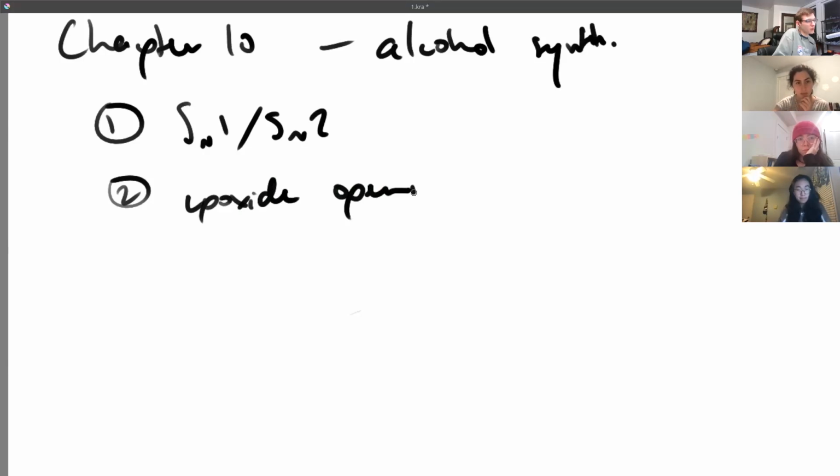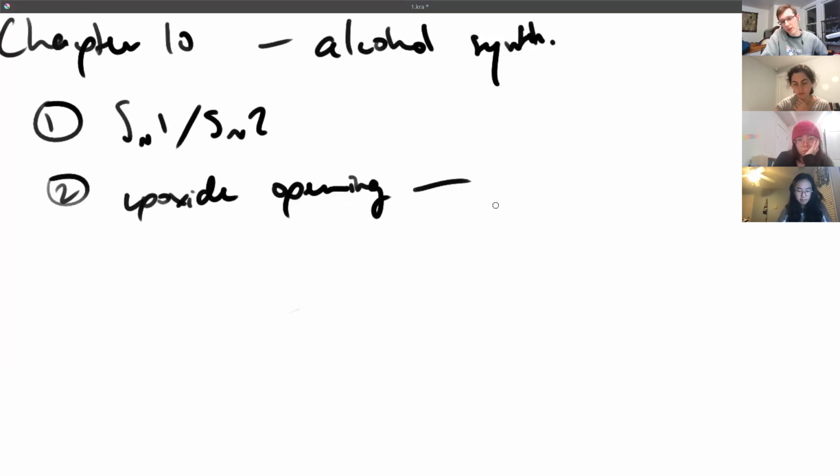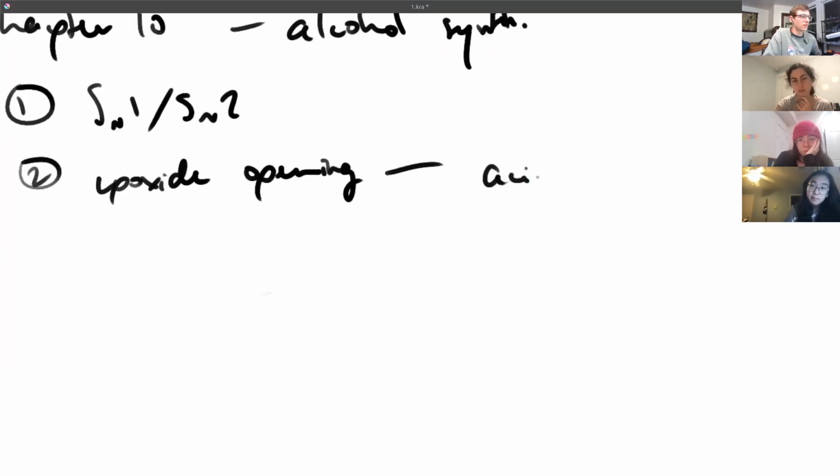Yeah, so there's epoxide opening. Okay. And an important idea with this is that you could do it either in acid or in base. And the products that you get out, depending on which one you do, will differ. Okay. So if you're doing an acidic epoxide opening, your nucleophile will go onto the more substituted side. If you're doing a basic one, it'll go onto the less substituted side.